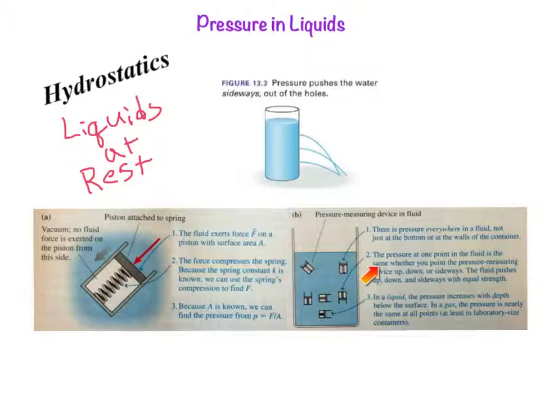The pressure at one point in the fluid is the same whether you point that pressure measuring device up, down, or sideways, right? So whatever orientation you put that device in, if it's at the same level, same depth, it's going to have the same pressure. And in a liquid, that pressure increases with depth below the surface. In a gas, the pressure is nearly the same at all points within the container that's containing that gas. Now this leads us to some important implications that we're going to take a closer look at in our next video as we study hydrostatic pressure.